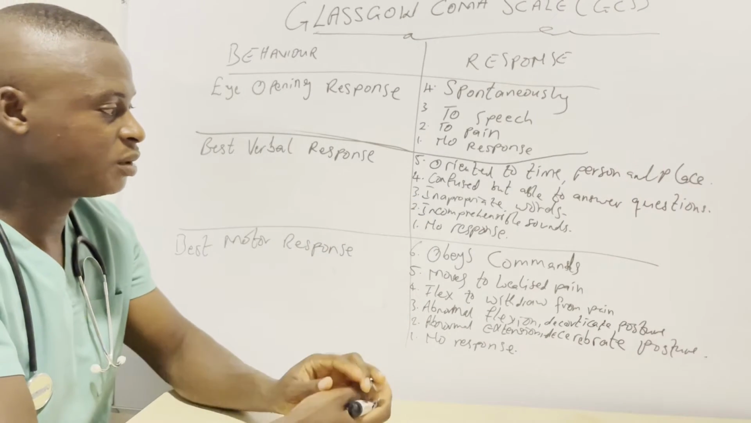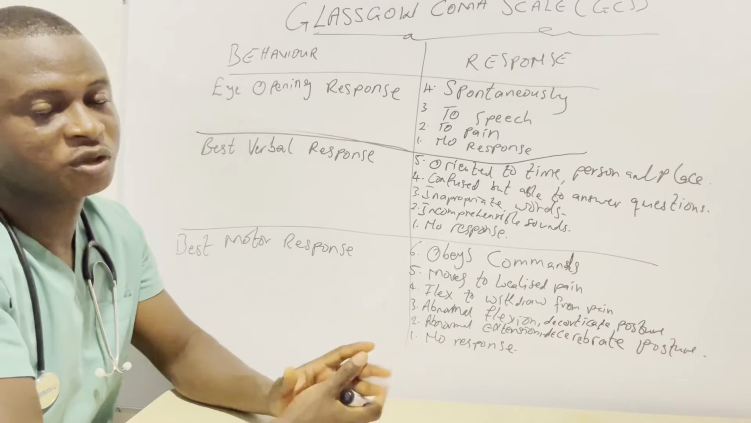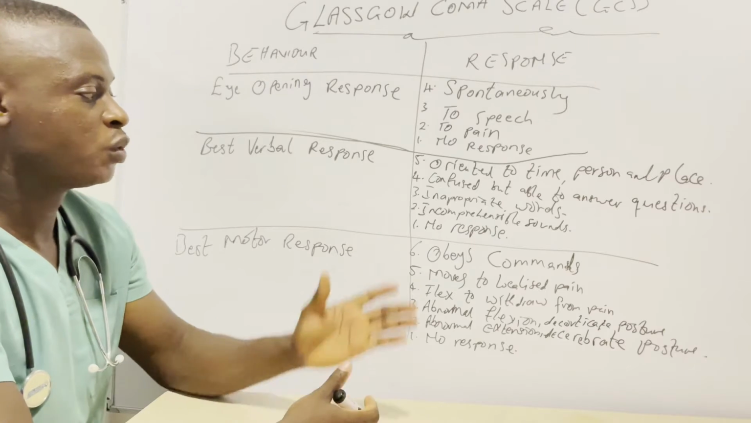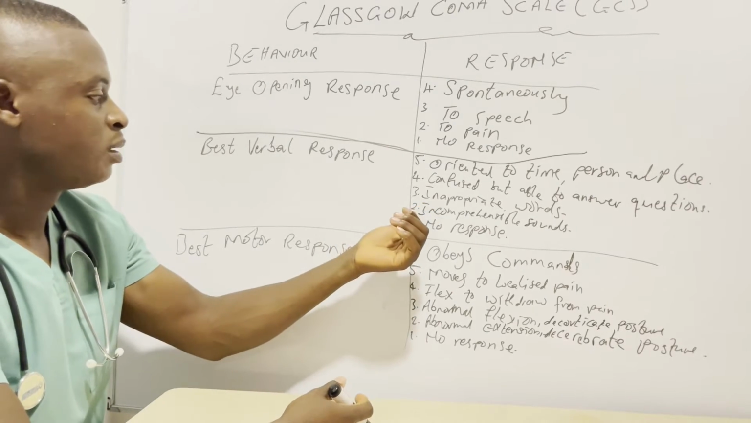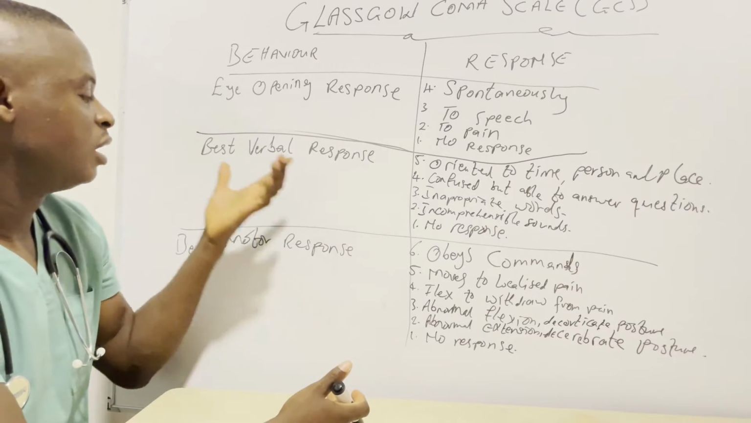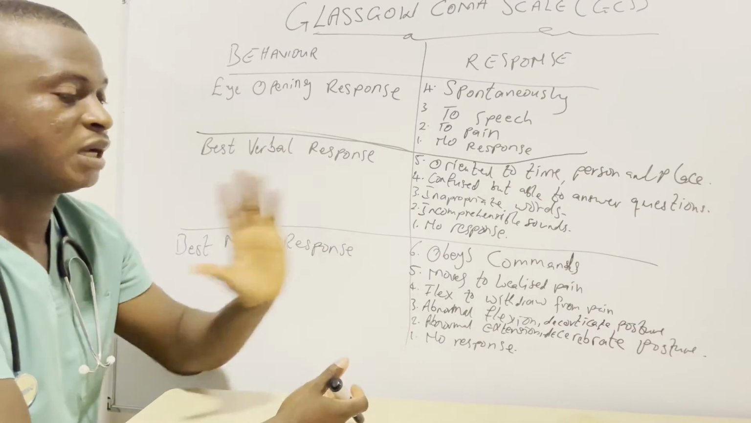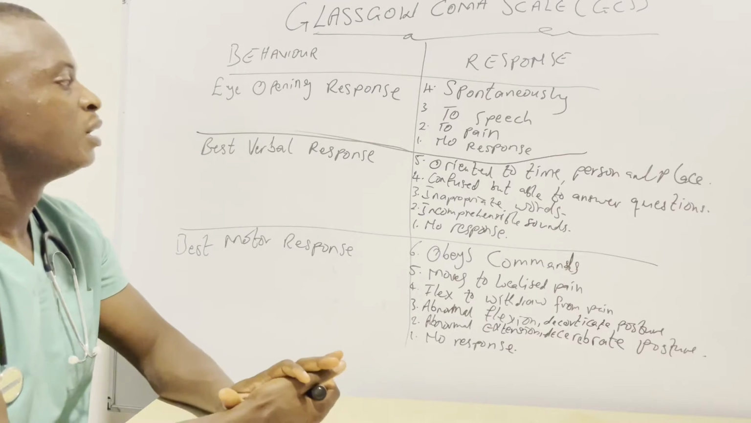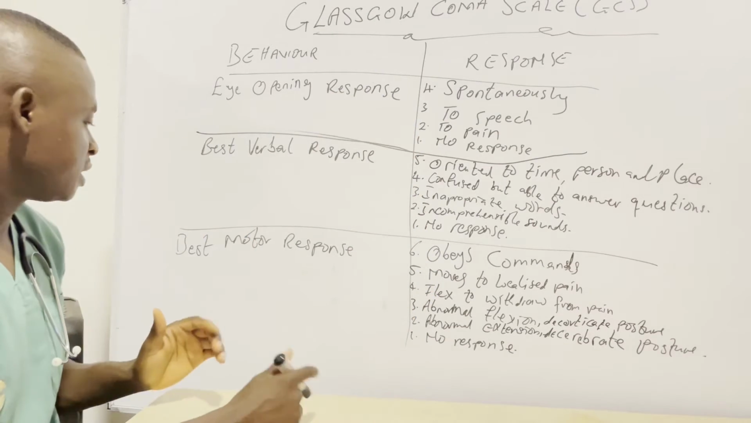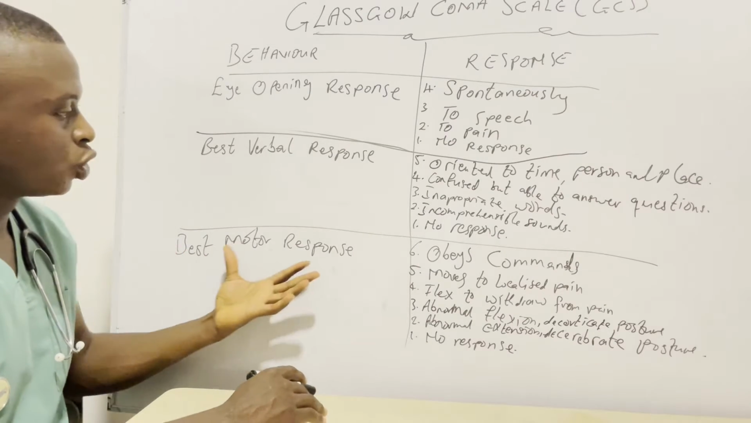All right, so incomprehensible sounds. The patient is able to make some sounds, and when those sounds come out, it means the patient has scored 2. And if the patient has no response to verbal, you talk to the patient, the patient has no response and doesn't mind, it means the patient has scored 1. All right, so we use it to calculate something. Then the best motor response.